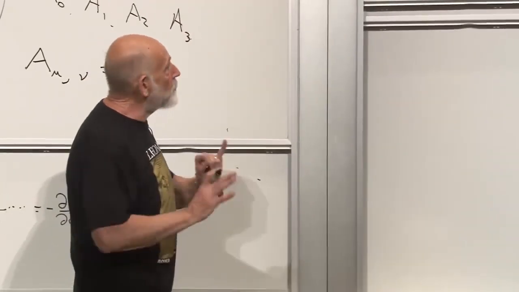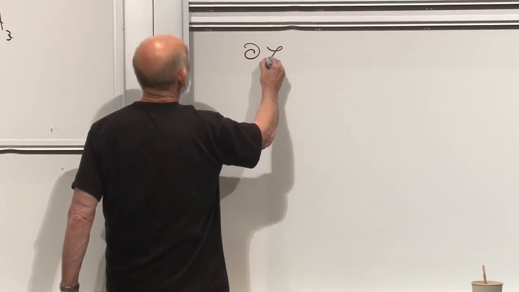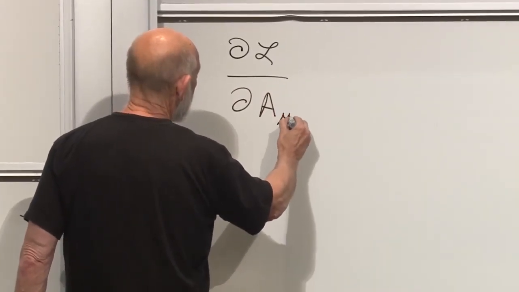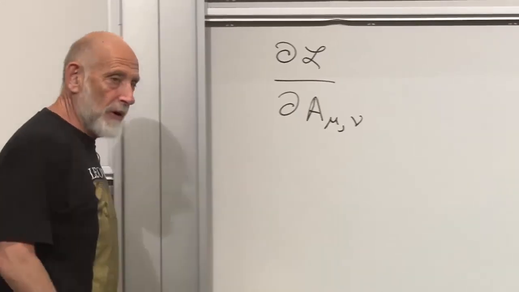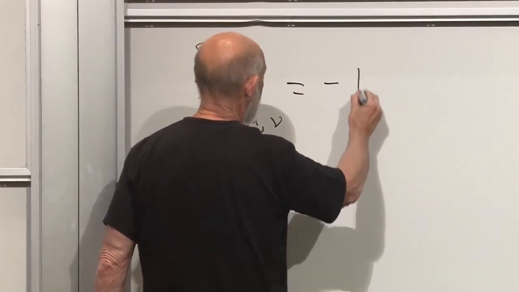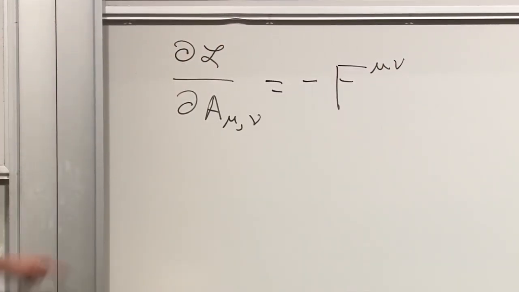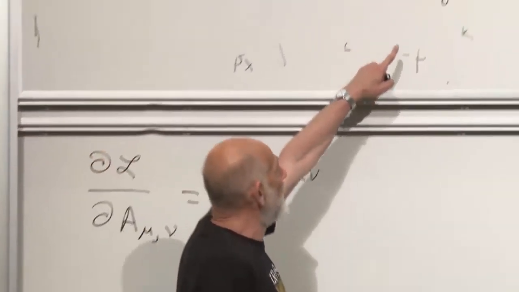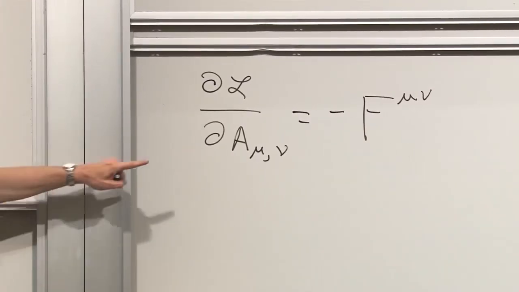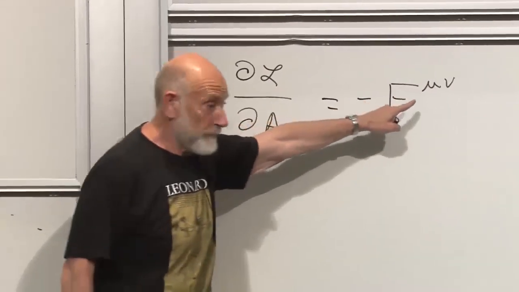So let me write down now the general formula. The derivative of the Lagrangian with respect to a mu comma nu, that's what we're going to need. That is equal to minus f mu nu. If we went through the same exercise and did it for every component, we would discover that differentiating the Lagrangian with respect to the derivative of a with respect to nu would just give us f mu nu.